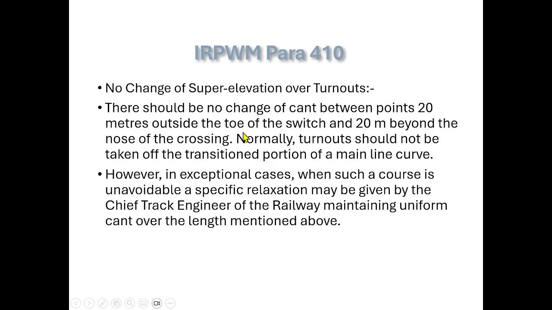And also, some rules you are supposed to know, as stipulated in the Indian Railways Permanent Way Manual, para 410. There should be no change of super elevation over turnouts. Okay, and the points and crossing layout should not fall in a transition length. There only will the super elevation change, so that is to be avoided. But of course we can have it in a curve, where the super elevation will be uniform. That's why there should not be any change of super elevation over turnouts.